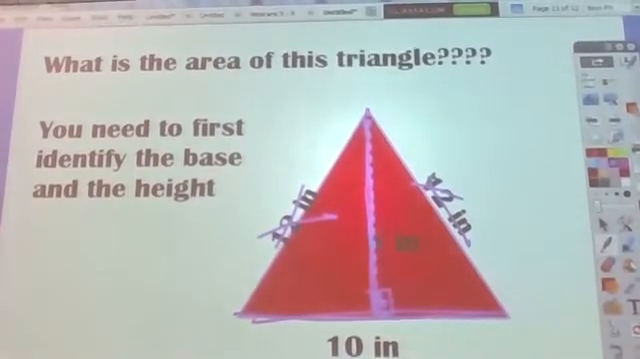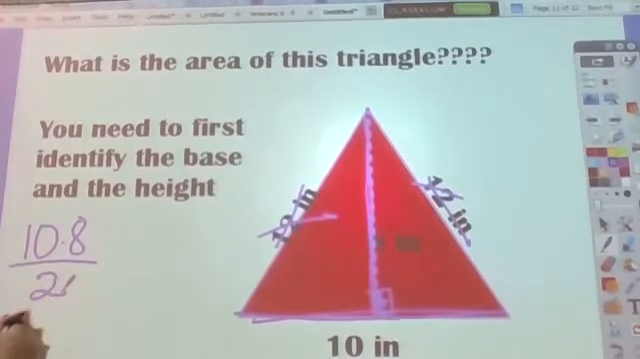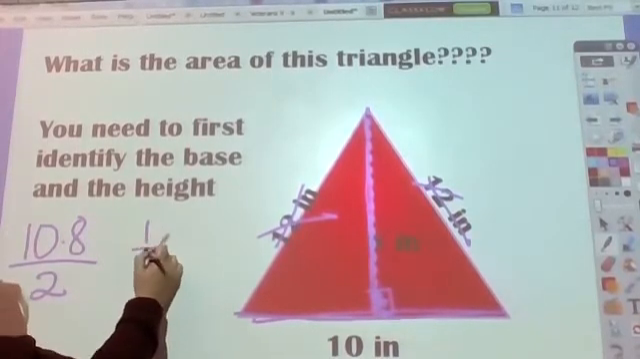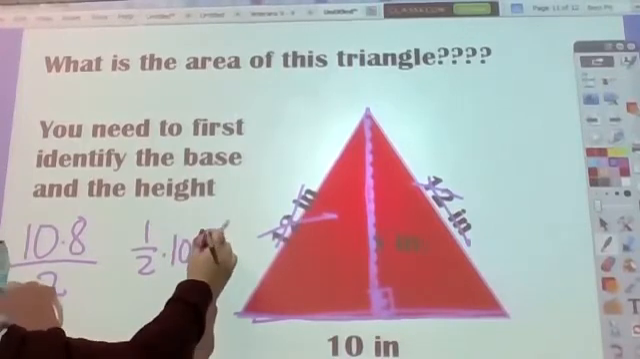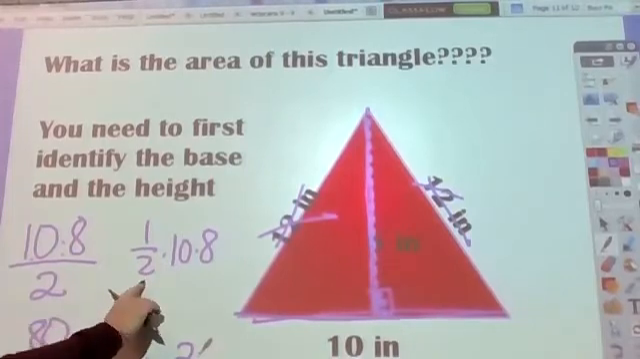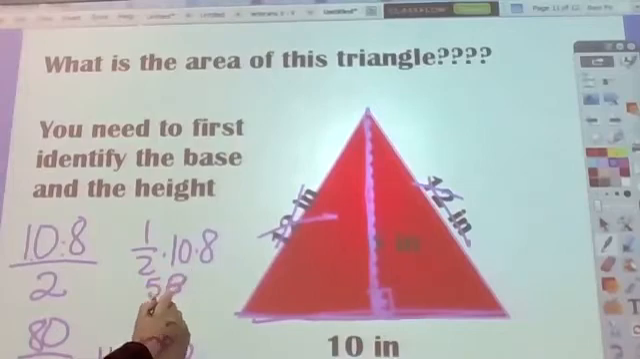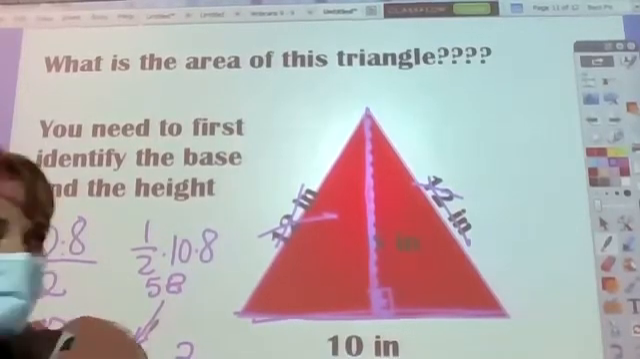So all you're going to do is you're going to go 10 times 8 divided by 2, or 1/2 times 10 times 8. So 10 times 8 is 80. 80 divided by 2 is 40. And now we label it inches squared. Or if you do this, what's half of 10? 5. 5 times 8 is also 40. And then we label it inches squared.